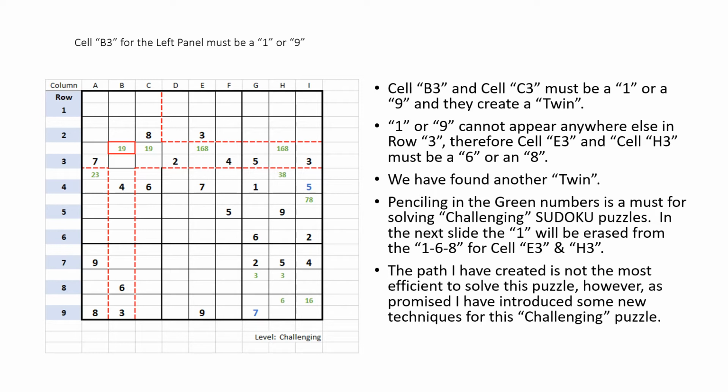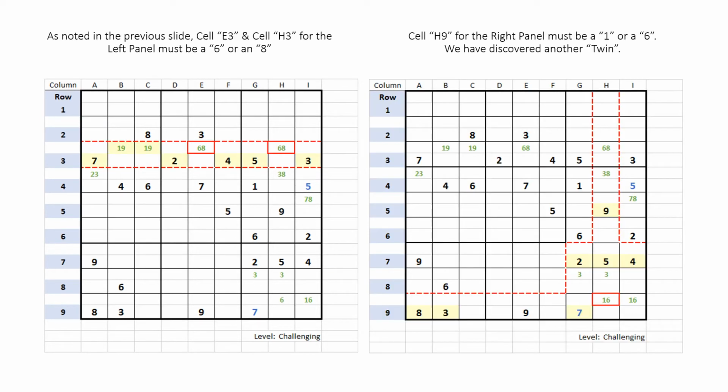The path I have created is not the most efficient to solve this puzzle. However, as promised, I have introduced some new techniques for this challenging puzzle. As noted in the previous slide, cell E3 and cell H3 for the left panel must be a 6 or an 8. Cell H9 for the right panel must be a 1 or a 6. We have discovered another twin.